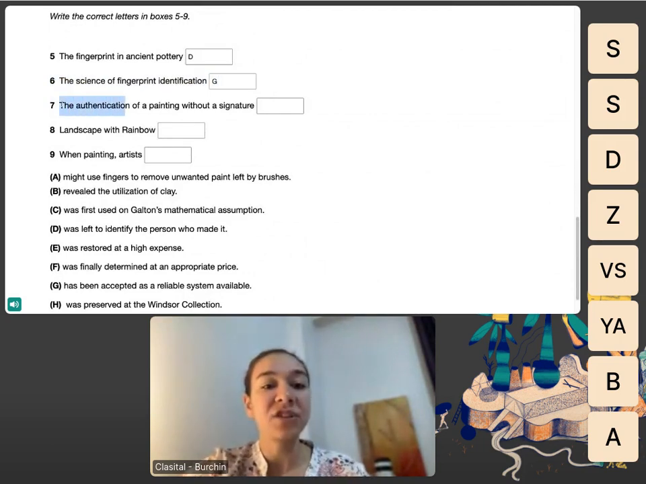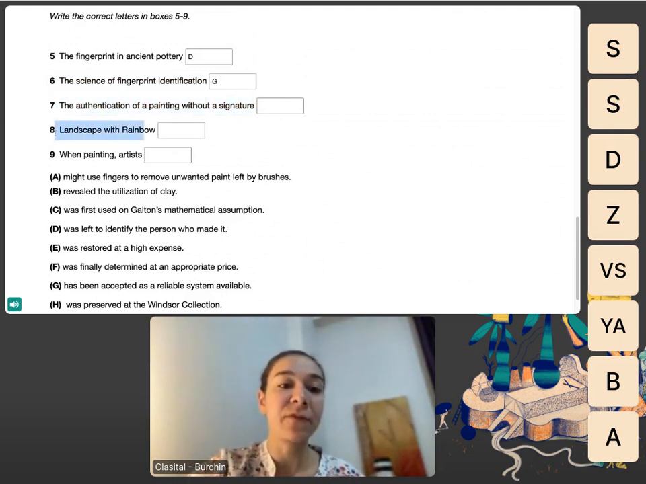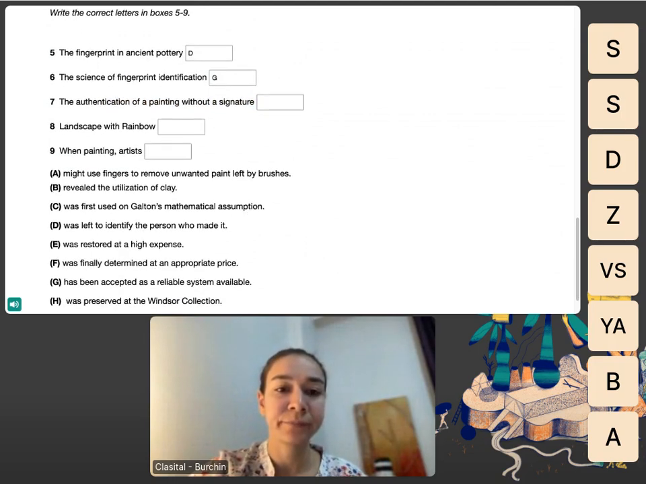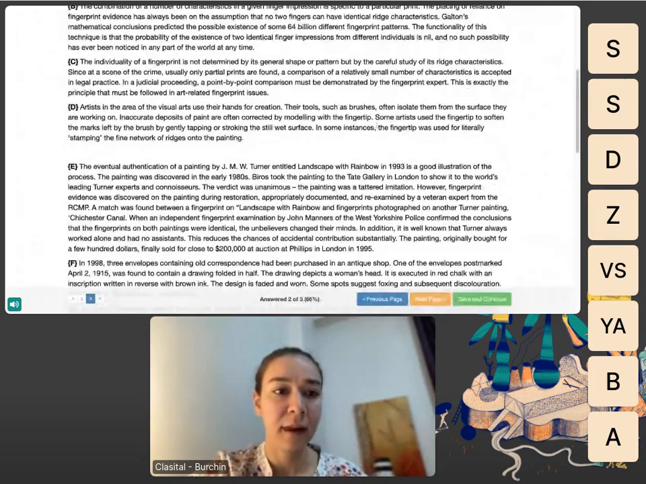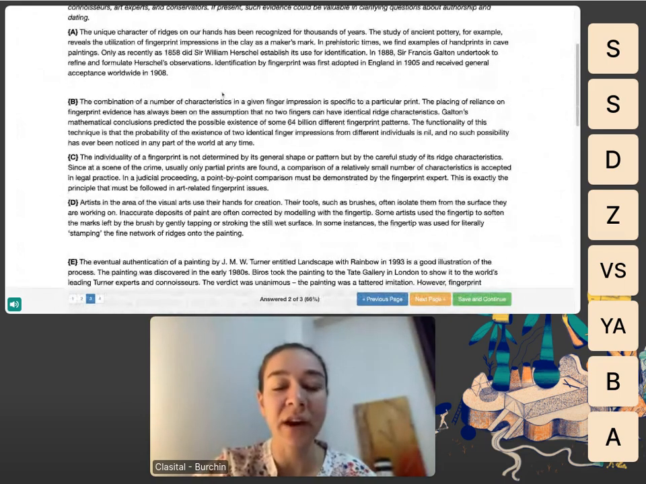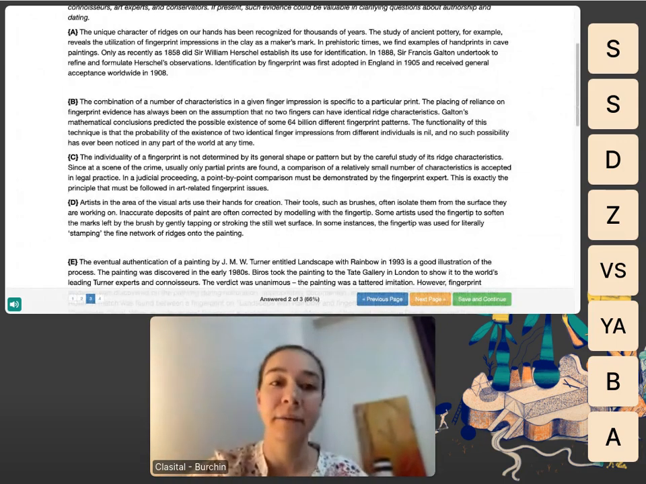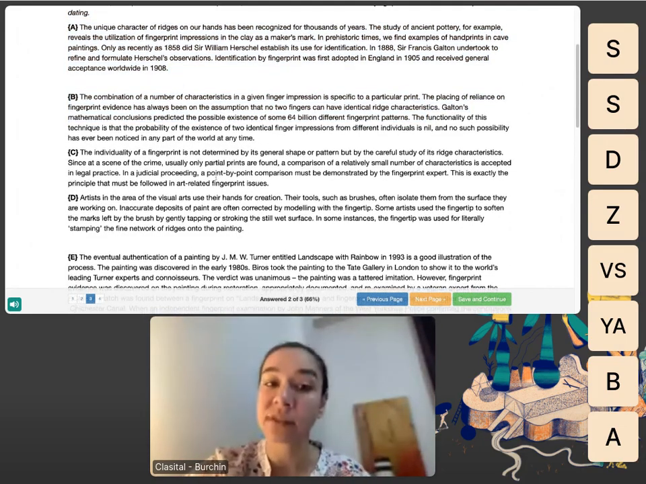Okay, the authentication of a painting without a signature. And we have landscape with rainbow. Oh, this is with the capital, so I can look for this. When painting, artists... I don't know. Okay, let me see. The authentication of a painting without a signature. It will be a little bit challenging because the keywords are very vague. They are not clear. They are not dates. They are not names. They are a little bit unclear. So I am just skimming the text to see the answer.